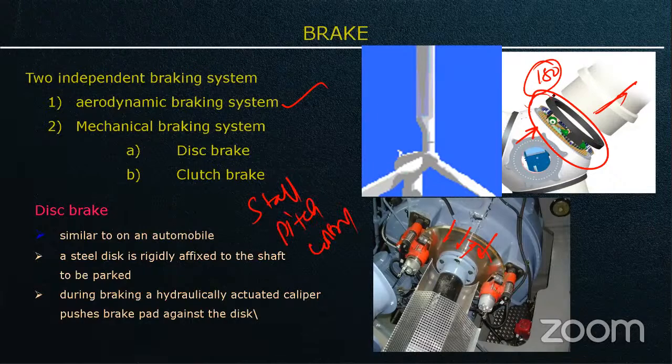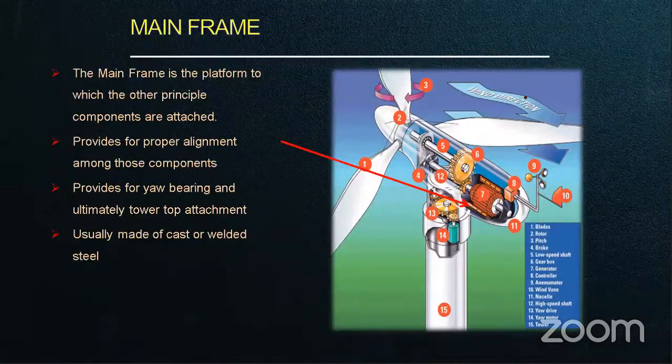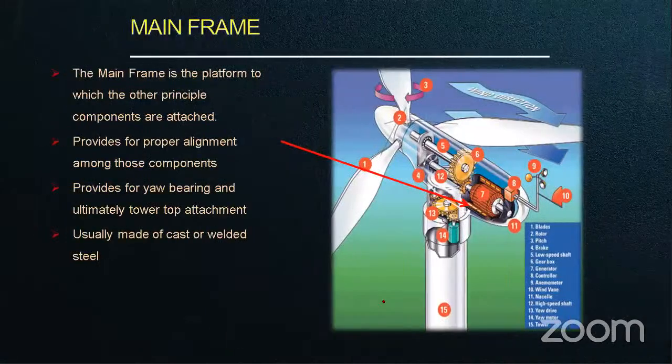In a stall controlled machine there will not be any bearings, but a pitch controlled machine will have the bearings and the main frames. The main frame is the platform to which the other principal components are attached. You can see this is the main frame. Its purpose is to give support for all the other drivetrain components. All the drivetrain components are placed on the platform, so it gives proper alignment among those components.